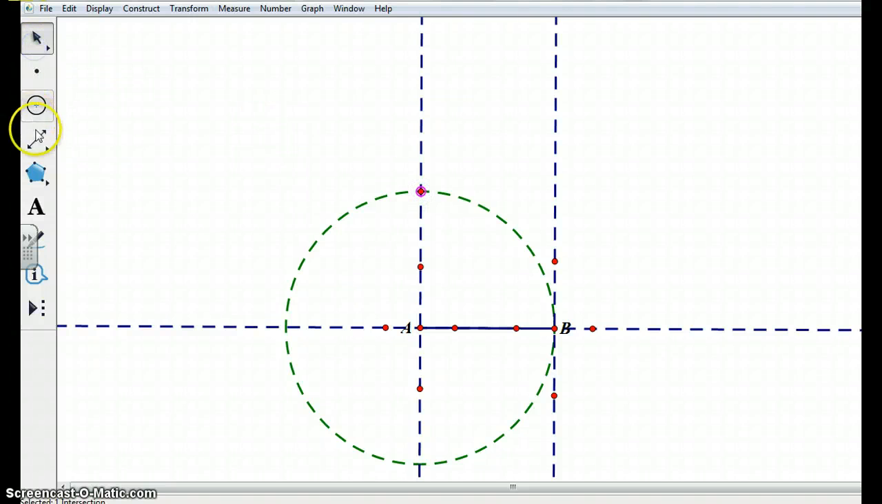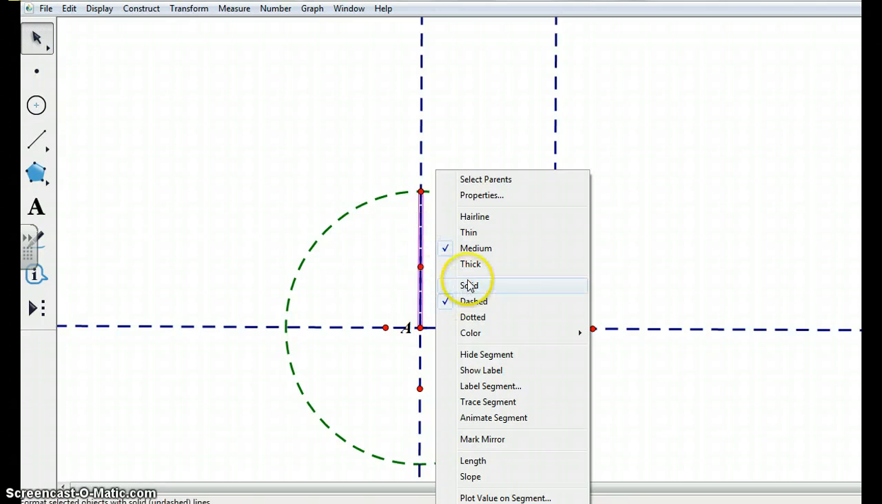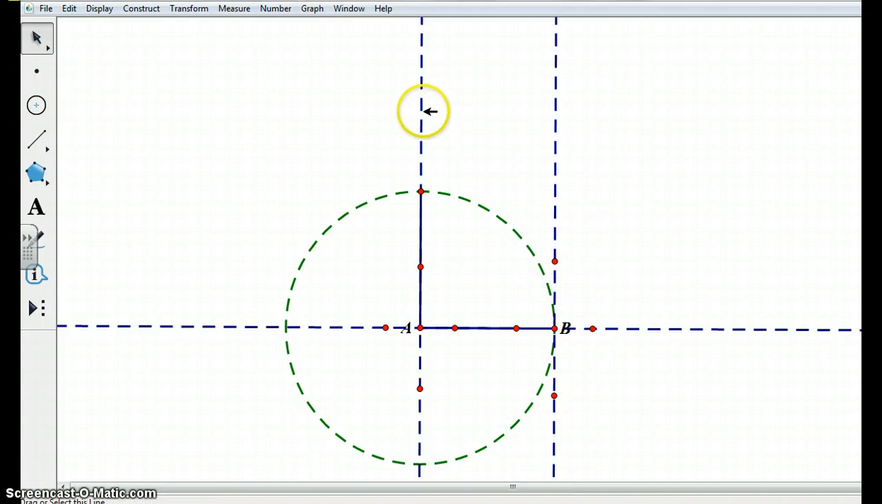I'm going to draw a line segment from this newly formed point down over here. And you know what? Let's make this a solid line so I can kind of tell. From this, I'm going to get rid of this line now. I don't need it. Now we have another side.